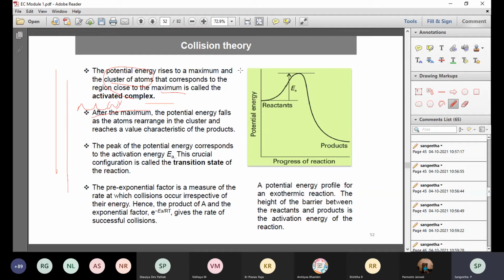But for you to know all those things, please make a habit of doing it, like how you study for your closed examination. After the maxima, the potential energy falls as the atoms rearrange in the cluster and reach a value characteristic of the products. So what is this cluster, student?